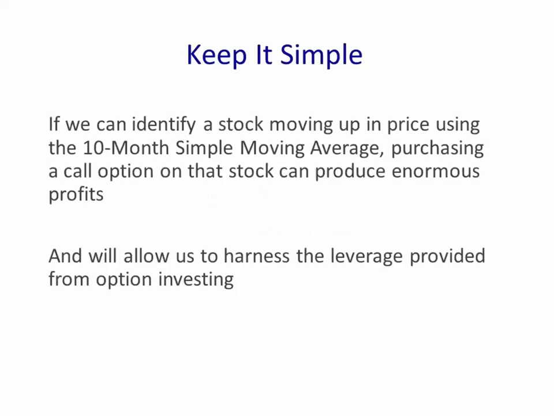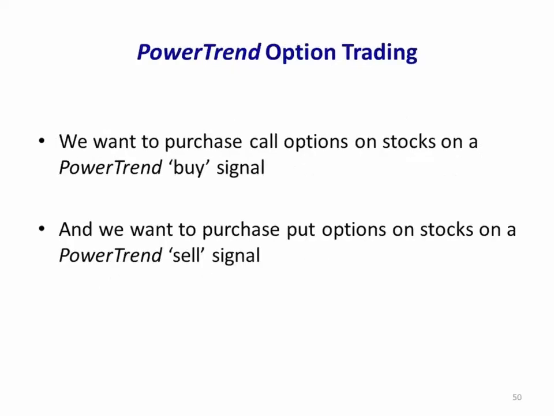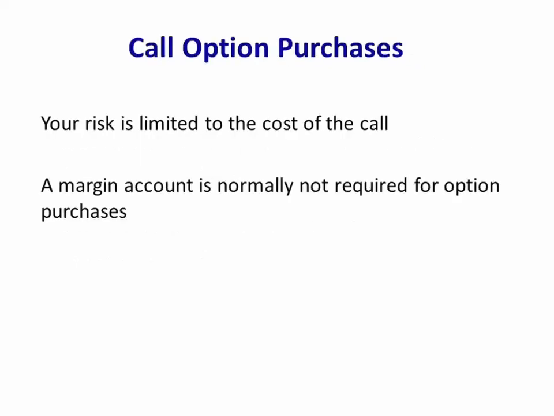So if we can identify a stock moving up in price using the 10-month simple moving average, purchasing a call option on that stock can produce enormous profits and will allow us to harness the leverage provided by option trading. So we want to buy call options on stocks on a PowerTrend buy signal, and we want to purchase put options on stocks on a PowerTrend sell signal.